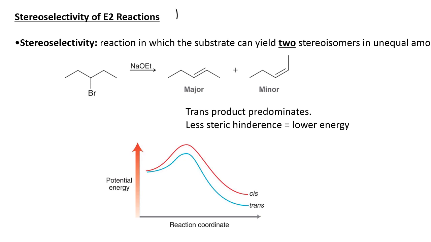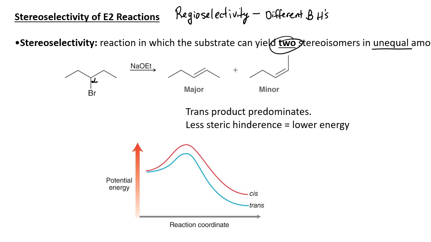So we just looked at regioselectivity, where we had different beta hydrogens on different positions or different carbons, and we had a product distribution. An easy way to think about regioselectivity is when you have different beta hydrogens on different carbons. But when we have two beta hydrogens on the same carbon, we have a matter of stereoselectivity. So there are two stereoisomers that are produced in unequal amounts when we're dealing with stereoselectivity.